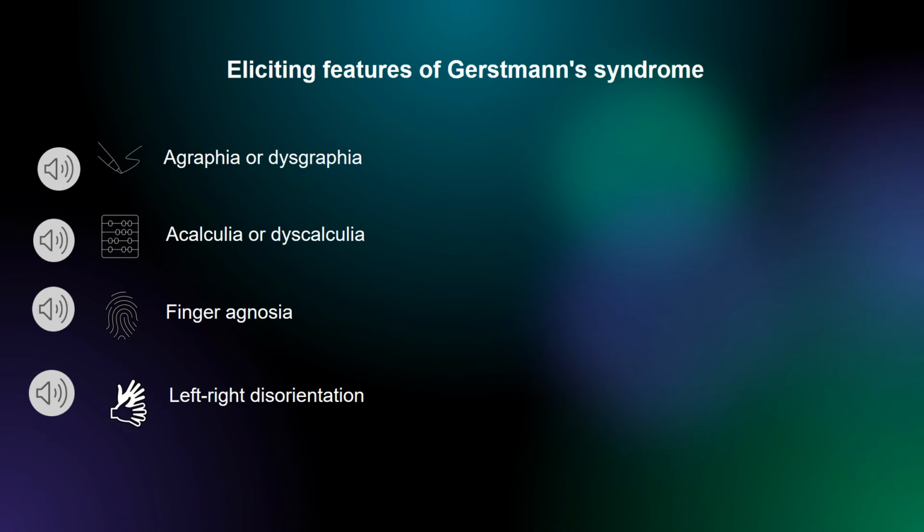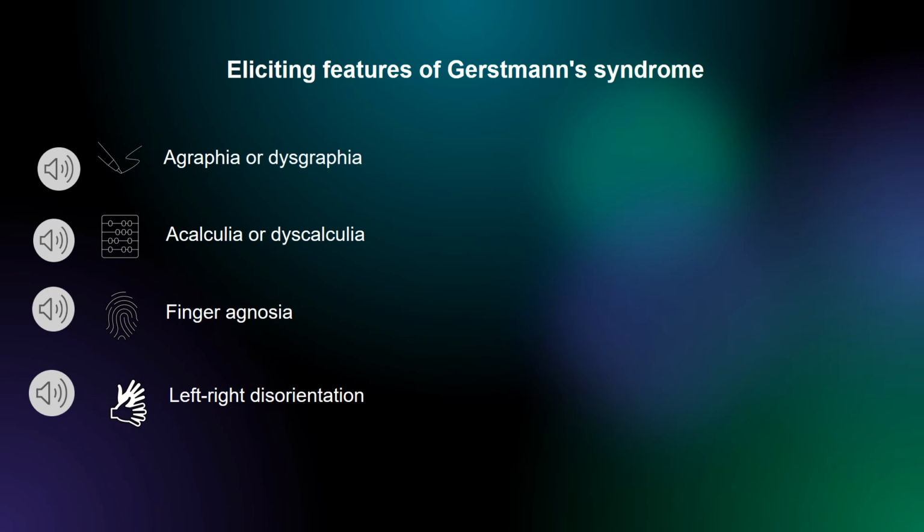Acalculia or dyscalculia. This is tested by asking the patient to do serial subtraction of 7 from 100. This means 100, 93, 86, 79, 72, etc. It must be interpreted in the light of the educational level of the patient, including the age of a child. An easier test may be applicable, especially for children, such as performing simple arithmetic problems.